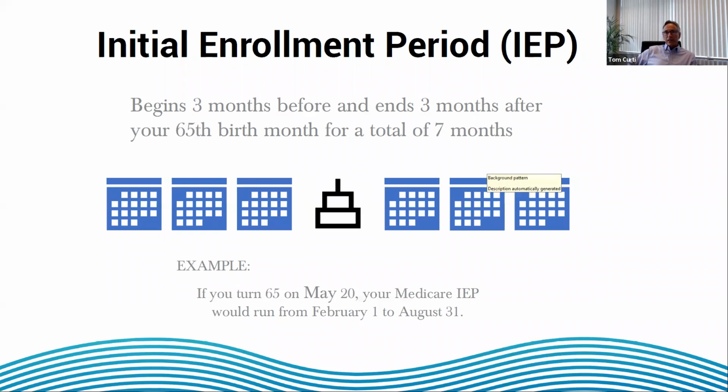So for example, if you look here, if you turn 65 on May 20th, your initial enrollment would run from February 1st to August 31st. If you get outside of that window, then you're subject to penalties for future premiums.